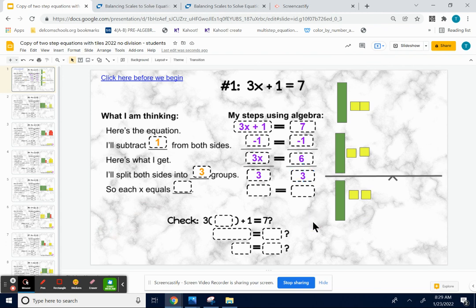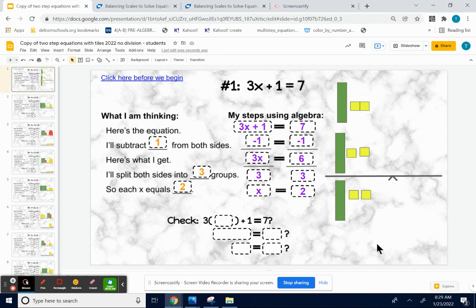Okay, we're almost done. So each x equals what? Okay, what does each x equal? What does each green rectangle equal? Okay, each x equals 2. So I'm going to type in x equals 2, and I would be typing in each x equals 2. Okay, I know this is real different for y'all. Okay, just do your best.